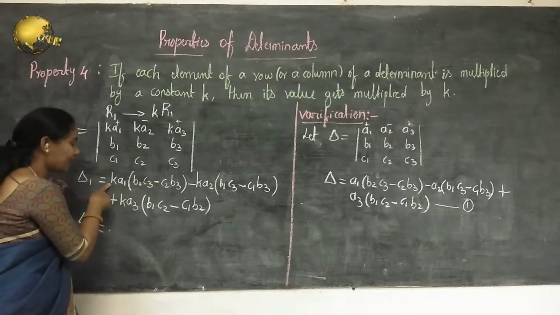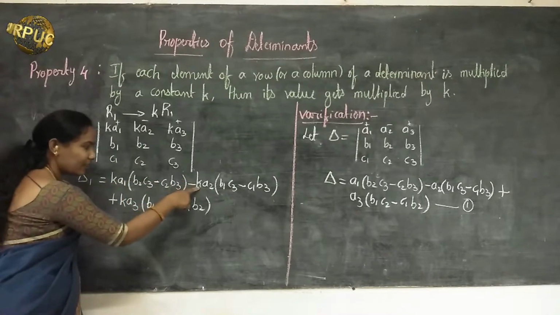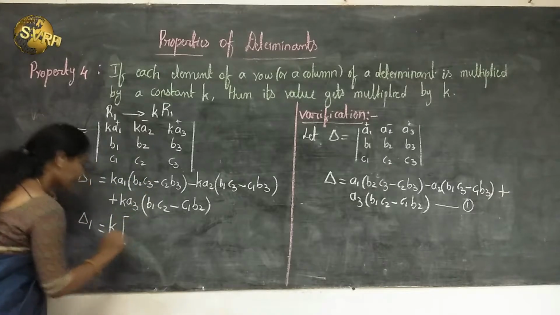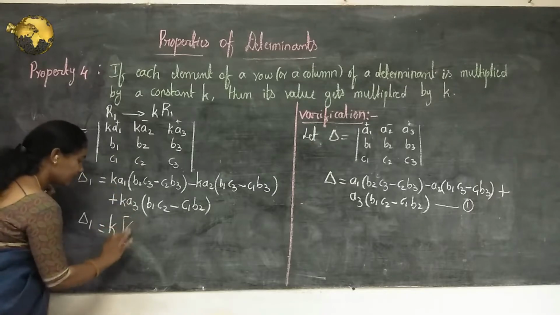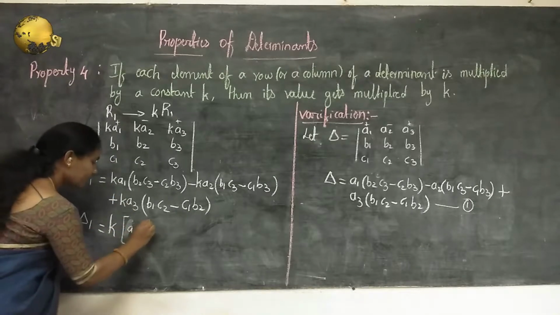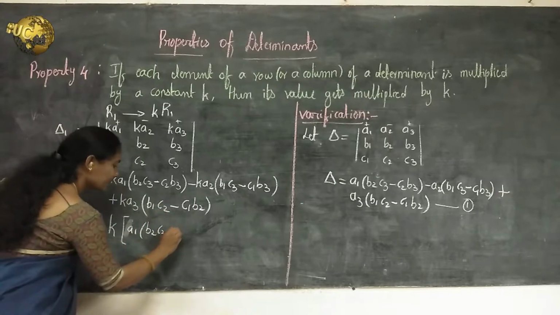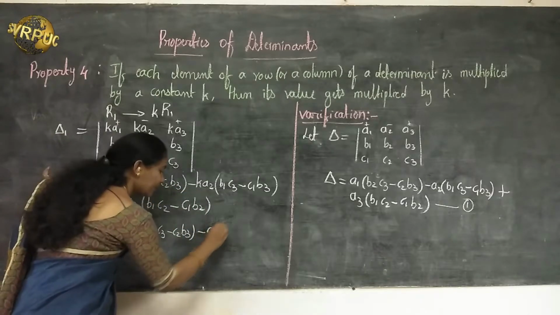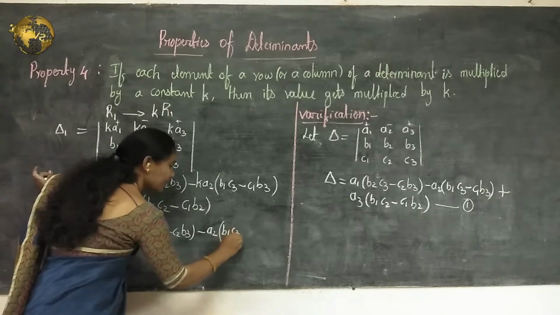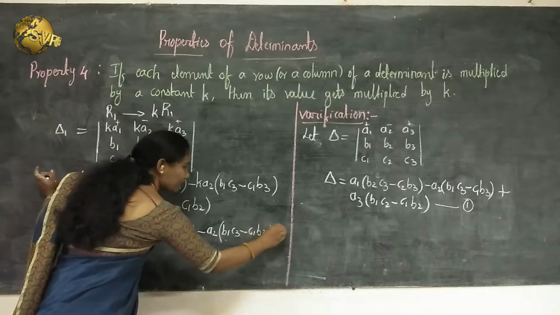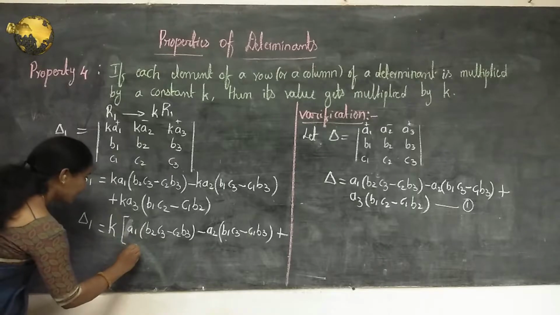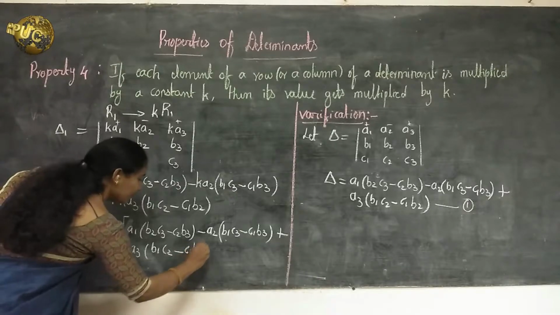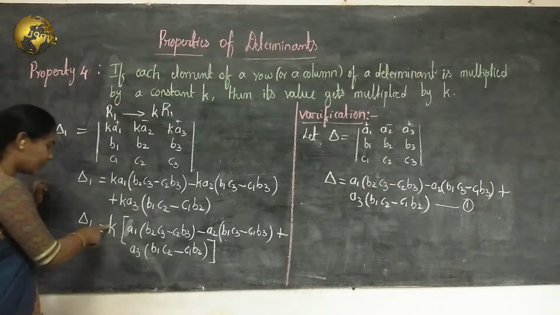So k is common here, here also k is there, and here also k is there. I'll take k out. Whatever the remaining elements are, I'll write them as they are. That is k into a1 into b2 c3 minus c2 b3, minus a2 into b1 c3 minus c1 b3, plus a3 into b1 c2 minus c1 b2. Close the bracket. So k is common for all of this.